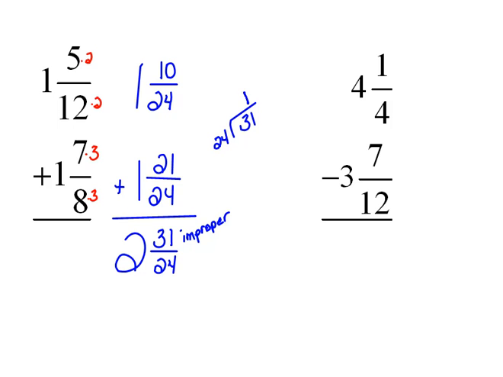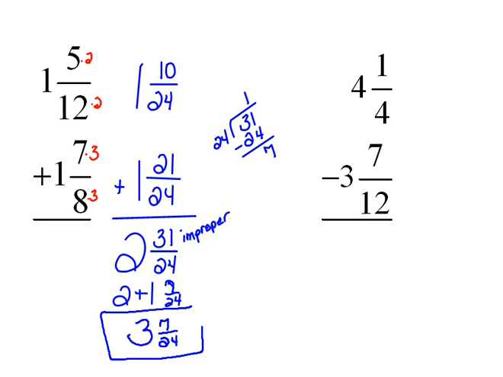24 will go into 31 one time, so 1 times 24 is 24. And when we subtract that, 31 minus 24 is 7. So 31 over 24 is really 1 and 7 over 24. So when we work with these fractions, like when we say 2 and 31 over 24, we're actually adding those things together. So this whole number of 1, we need to combine with the whole number of 2 to make it 3 and 7/24. Now that is a much, much better answer.